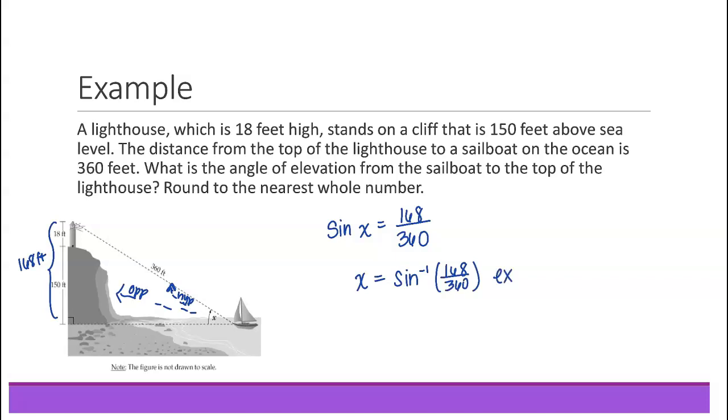So again, this is my exact answer, but I'm asked to approximate by rounding to the nearest whole number. So in a calculator, this is approximately 28 degrees. Again, I'm in degree mode on my calculator when doing sine inverse here. So this is my approximate value.